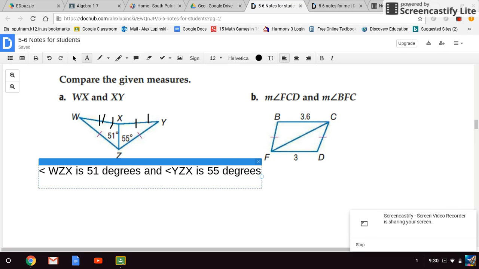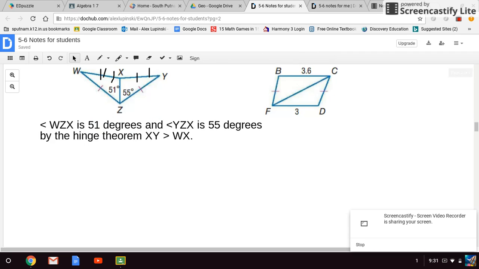So by the Hinge theorem, the larger degree is across from the larger side. So obviously 55 degrees is larger than 51 degrees. So then we can say by the Hinge theorem that XY, the side across from the larger angle, is larger than WX. And that's it. That's all you do. I want you to try B. Way to go. You did it.